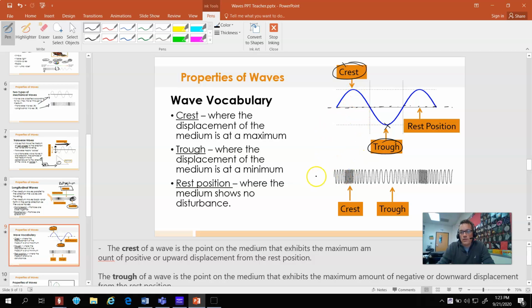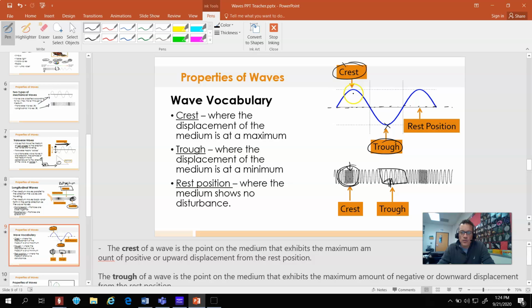If we wanted to take a compression or longitudinal wave and have something similarly labeled, the crest could be considered the compression, where the very middle part of the compression where it is as tightly packed as possible, and the trough would be kind of the middle or the most spaced out part of the rarefaction.